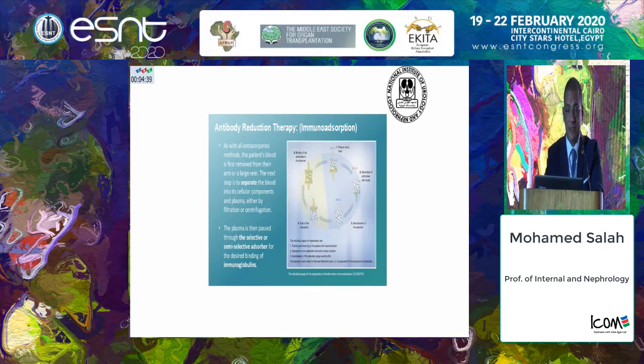This is the antibody reduction therapy technique by immune adsorption. I will skip it.